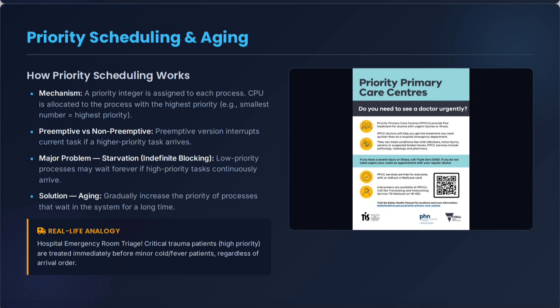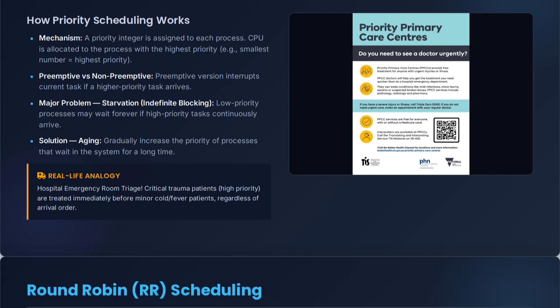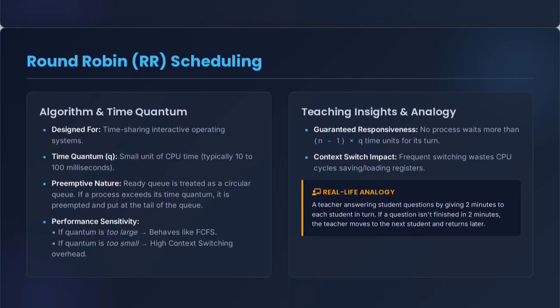The problem is starvation: a lower priority process might never execute if higher priority processes keep arriving. The solution is aging, which gradually increases the priority of a process that waits in the system for a long time. Okay, next is a very important topic for examination.